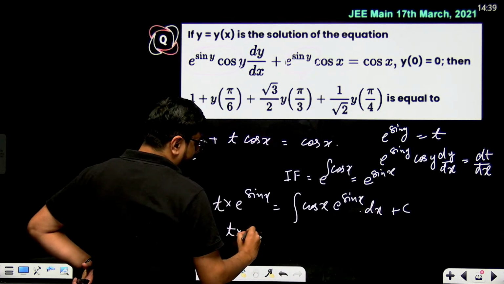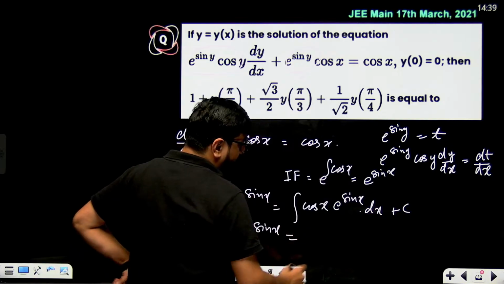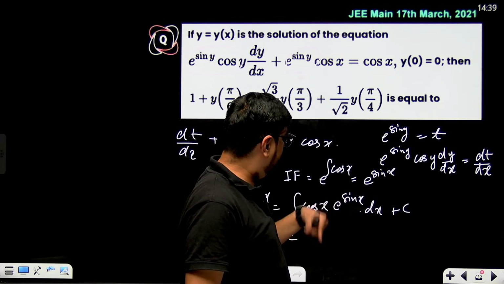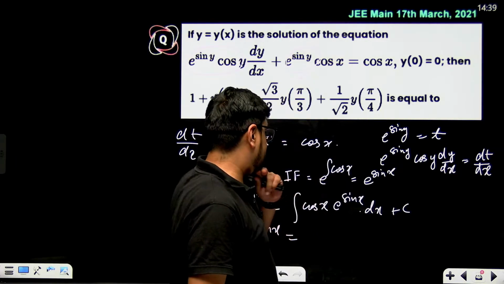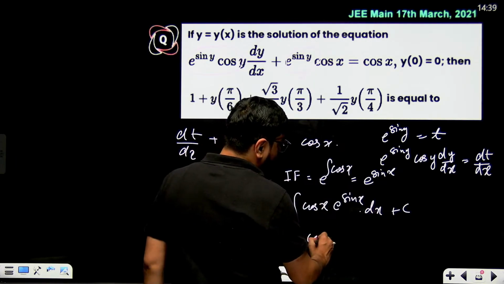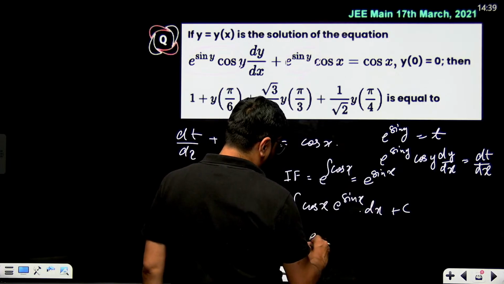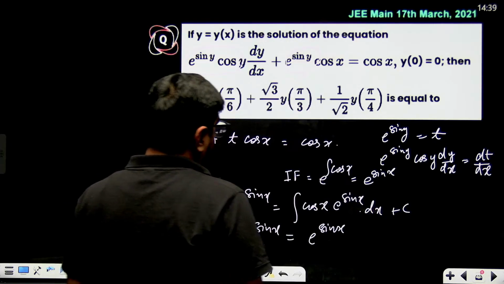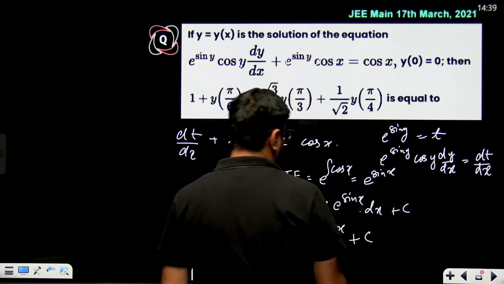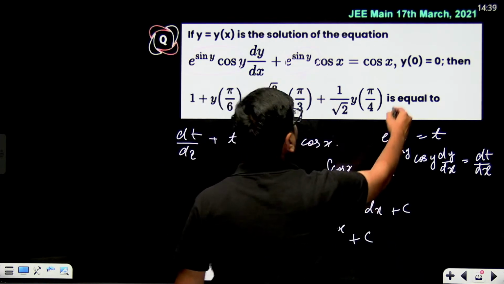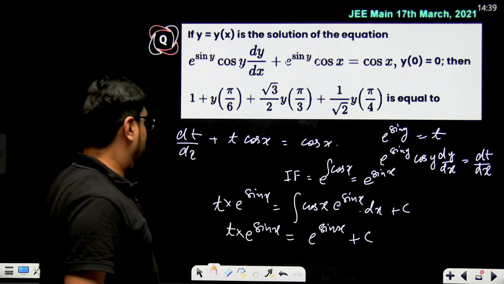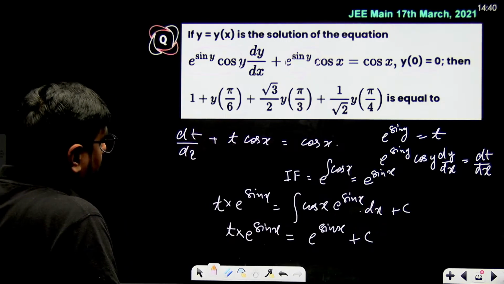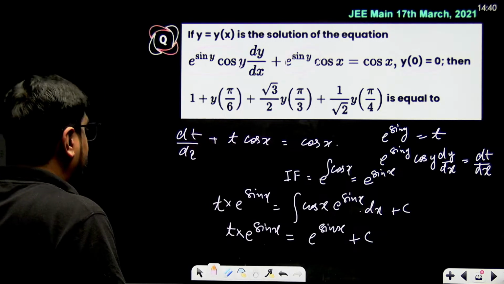So t into e to the power sin x equals, by product rule, cos x into e to the power sin x minus sin x into e to the power sin x. So this will become e to the power sin x only, plus c. Now what is given? 0, 0 we can satisfy. So t equals sin 0, 1, e to the power, t equal to e to the c will become t minus c.